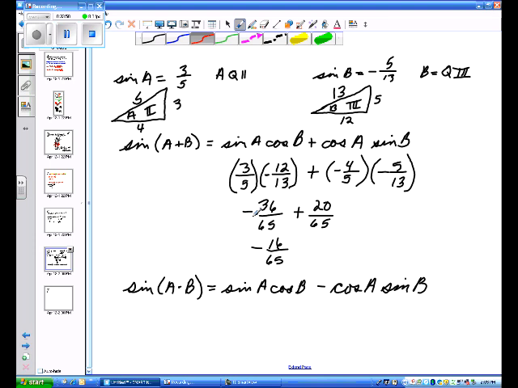So that means that at this stage, it would have been a -36/65. And then we would have had a negative times a negative times a negative. So that would have been a -20/65. So it's not that you have to do the whole problem again. It's just that one sign is going to change. So it would be -56/65.